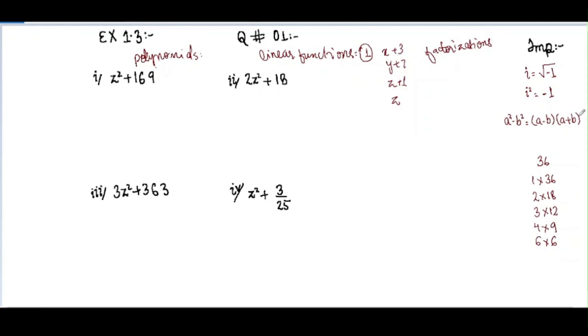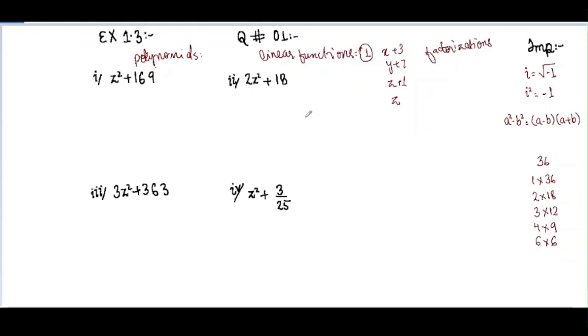For example, I've written the factors of 36. 1 into 36, 2 into 18, 3 into 12, 4 into 9, and 6 into 6. These are two factors, these are again two factors, and the same for the next ones. So when we multiply 1 with 36, we get again 36. So 2 into 18 again gives us 36, 3 into 12 again gives us 36. Whenever you multiply the factors of a number together, we get the number by itself.